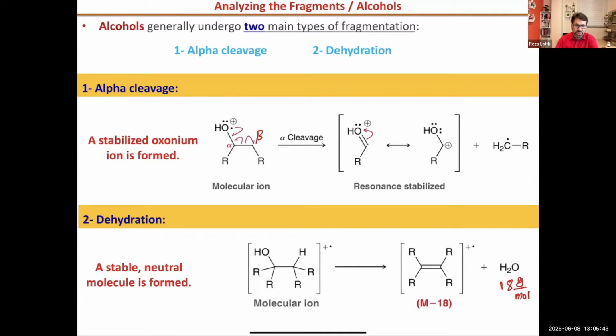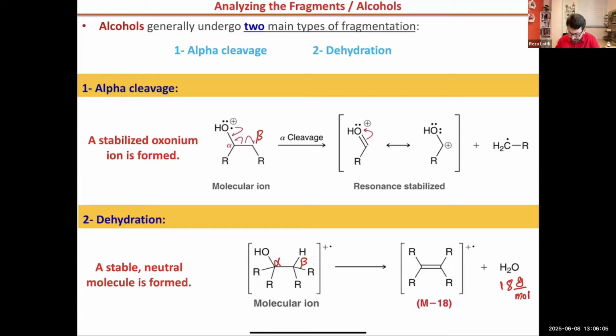Now, how can we get this one? Again, we will find the alpha carbon. If the beta carbon happens to have a hydrogen, in that case, you can take the hydrogen and OH from the beta and alpha, and that's going to generate water plus an alkene molecule.